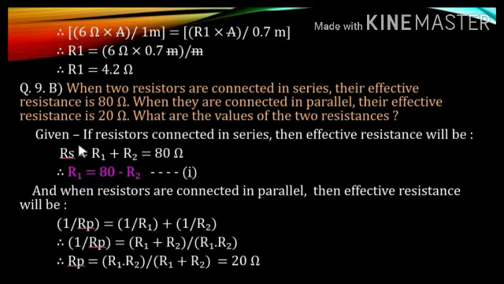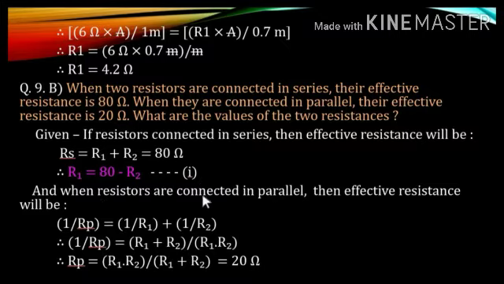Here the given data is, if resistors are connected in series, the effective resistance will be Rs is equal to R1 plus R2 is equal to 80 ohm. That means one of these values can be placed like this. R2 is taken to the right hand side. It will be subtracted from this value, and therefore we will get R1 is equal to 80 minus R2. This will be equation number 1.